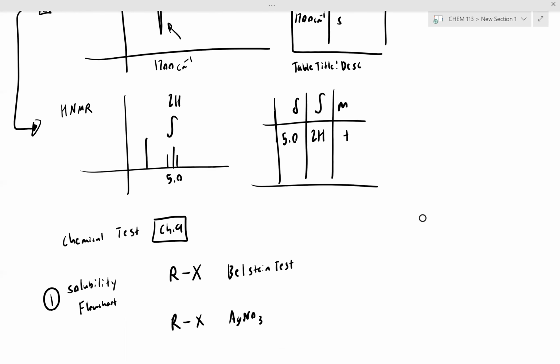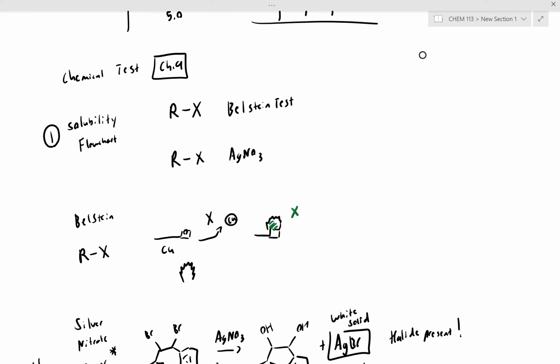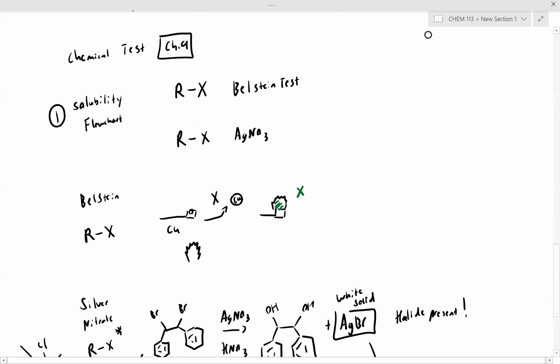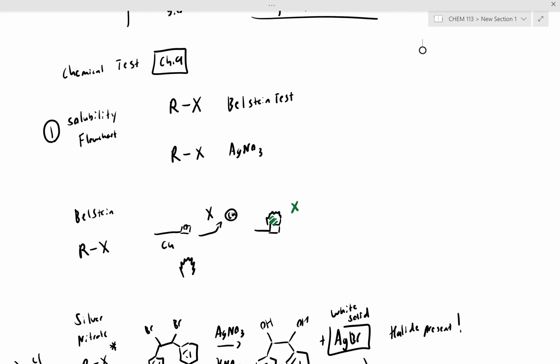Okay, the other major piece of data we're going to be collecting in the experiment are chemical tests. So I would recommend that you read chapter 9 front to back, as it provides a summary of qualitative analysis that we use to assign the identity of different compounds. So for today's experiment, we're going to be looking at first solubility. You should look at the solubility flowchart.